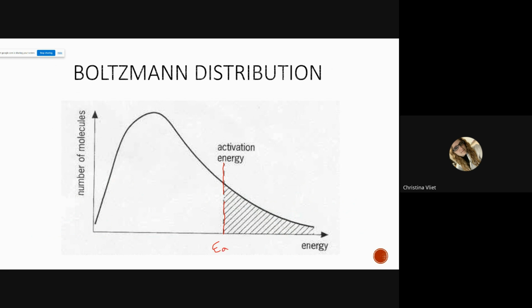Only the proportion of molecules that exceed the activation energy have enough energy to effectively collide. So only out of all the molecules under this curve, only these have enough energy to collide and turn into products. Are you following me so far?